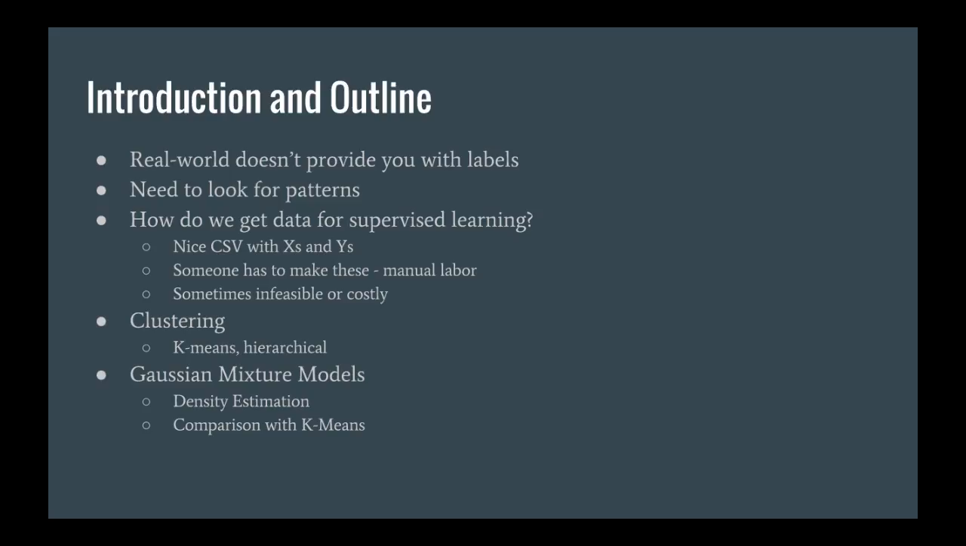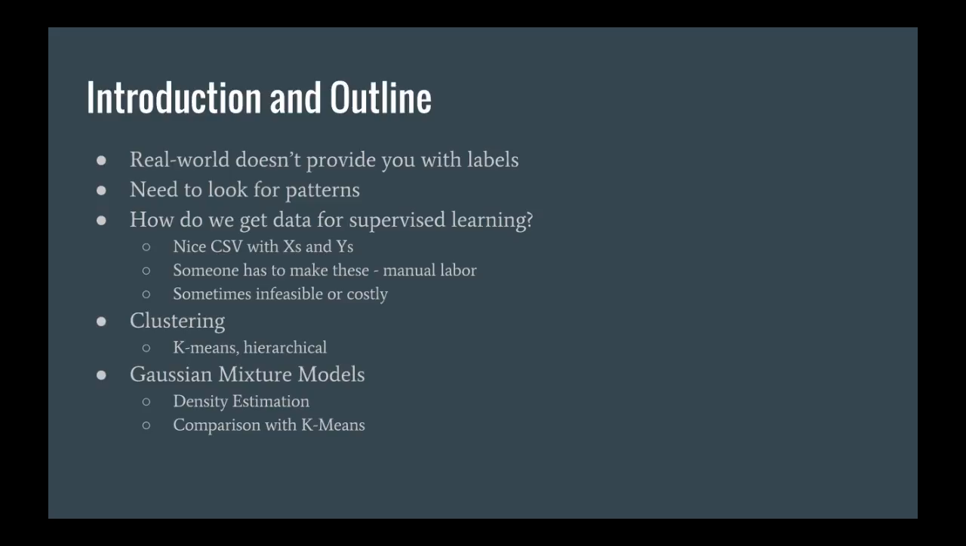We always seem to have a nice CSV or a table complete with X's and corresponding Y's. If you haven't been involved in acquiring data yourself, you might not have thought about this, but someone has to make this data. Those Y's have to come from somewhere, and a lot of the time that involves manual labor, where a person sits there and clicks, this is a dog, this is a cat, and so on.